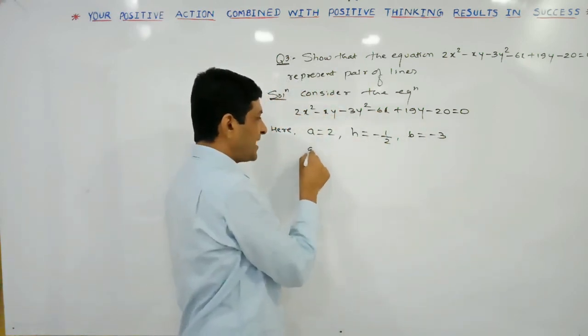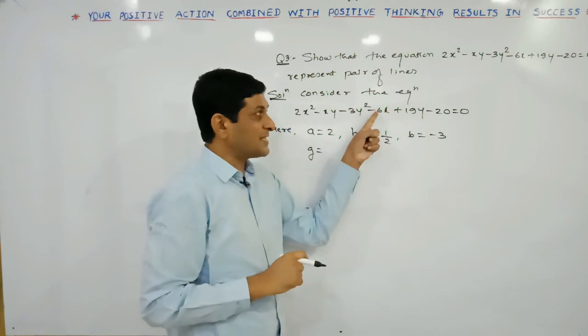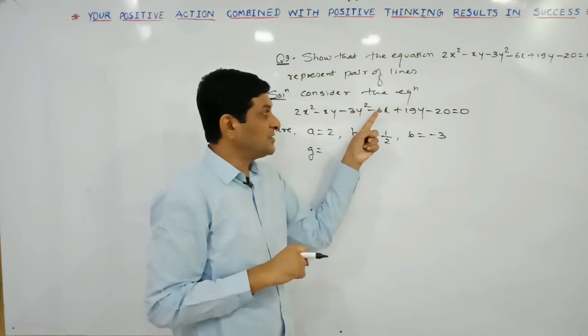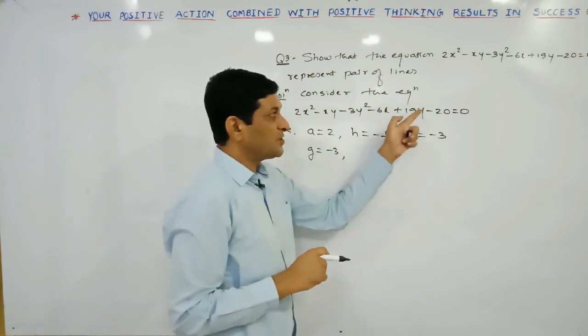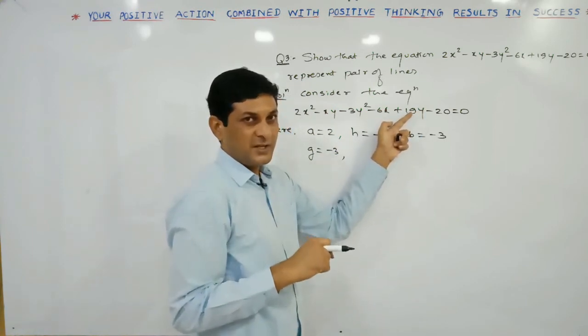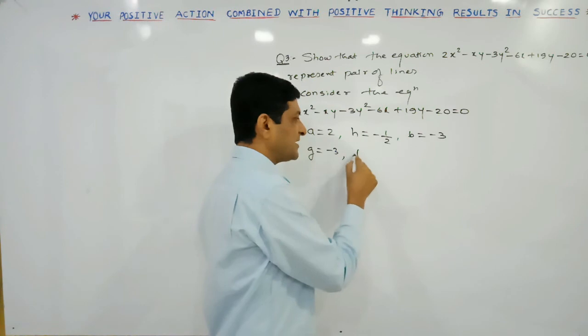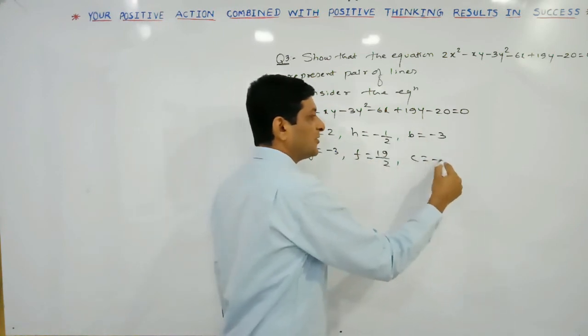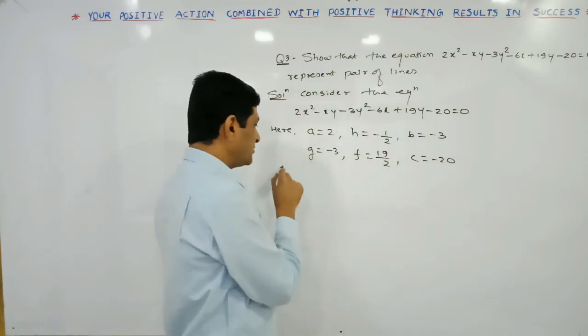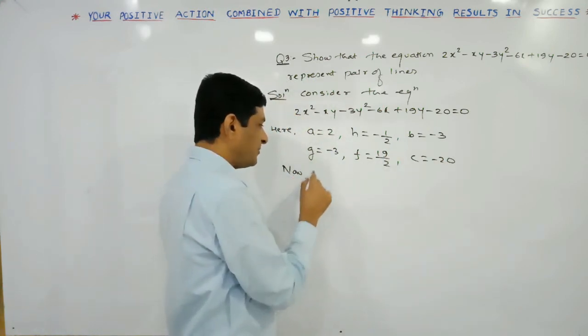The coefficient of x is 2g. 2g is equal to minus 6, which means g is equal to minus 3. The coefficient of y is 2f. 2f is equal to 19, which means f is equal to 19 by 2. And lastly, c is equal to minus 20. Once these values are known to us, then find the value of the determinant.